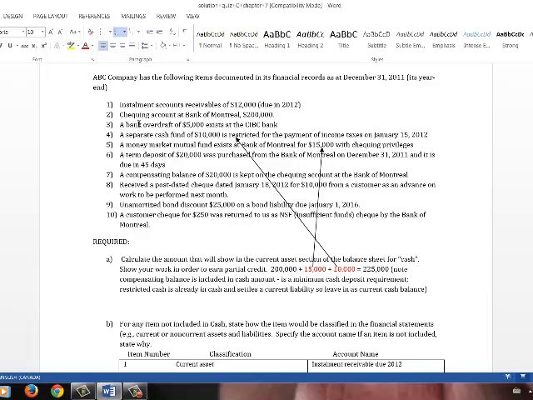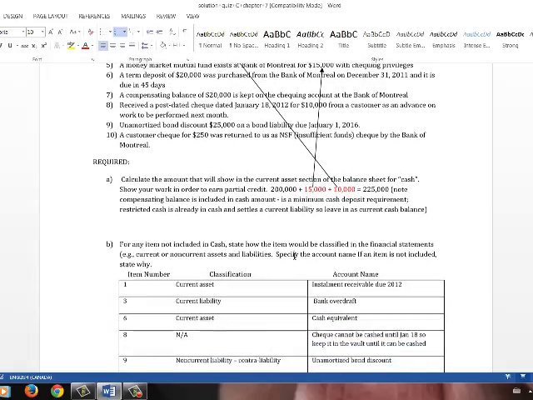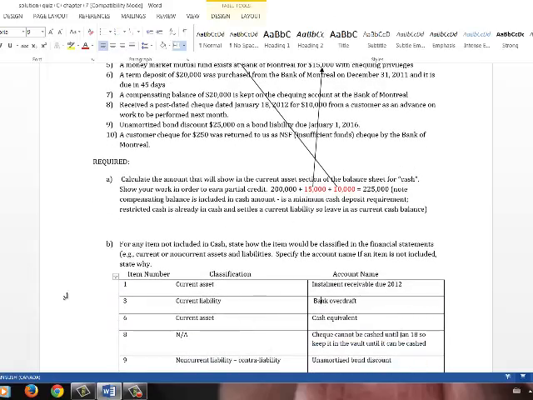Now notice that you also have a bank overdraft of $5,000 that exists at a different bank. So that means because it's an overdraft, it's at a different bank, this overdraft amount of $5,000 cannot be netted out against this $200,000 because these are being held at two separate banks. So this bank overdraft is going to be considered a current liability. So we have it as a current liability, bank overdraft.